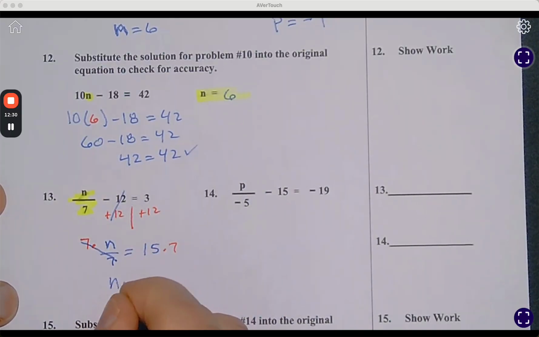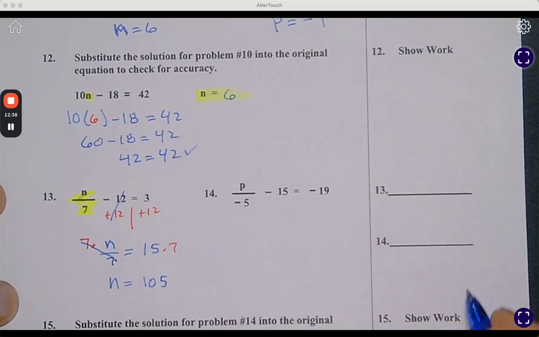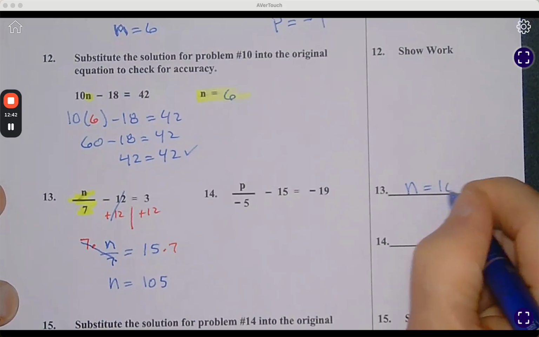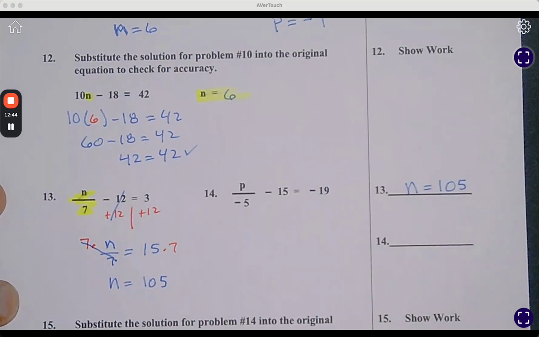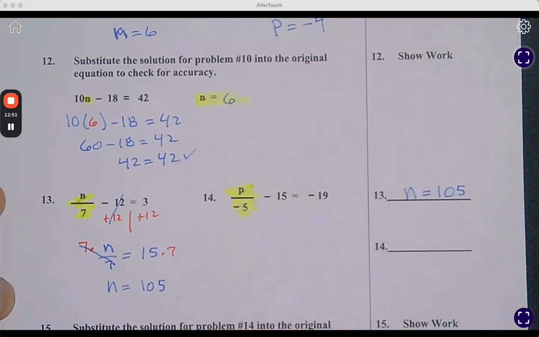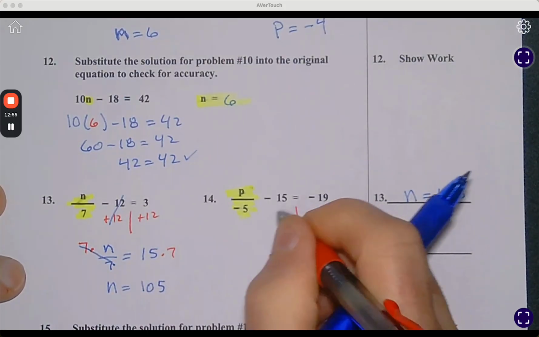Boom. 7 times 10 is 70. 7 times 5 is 35. 70 plus 35 is 105. Let's go. N equals 105. All right, let's solve this for P. Okay, again, identify that variable term. Boom, right there.